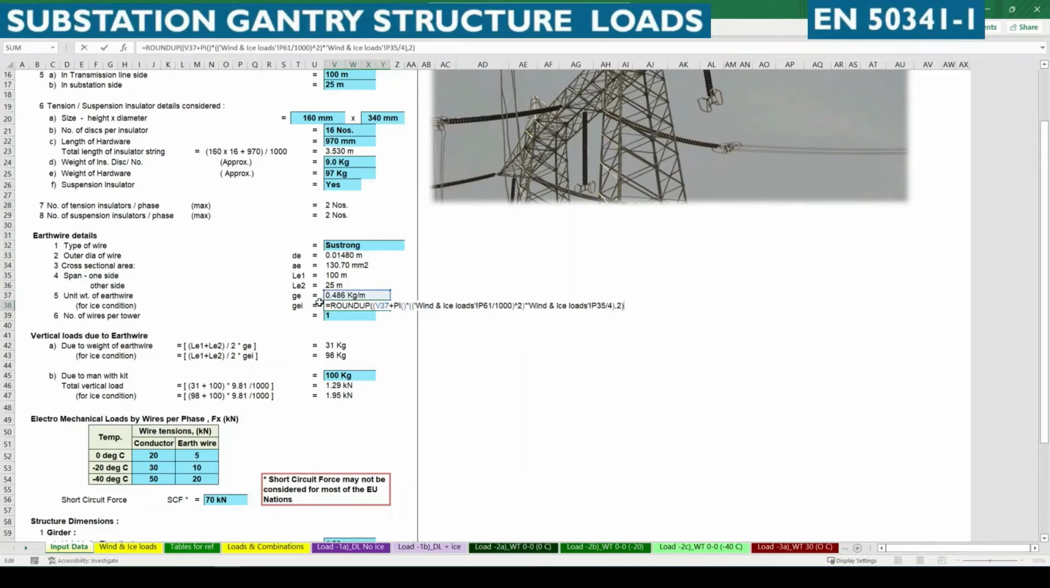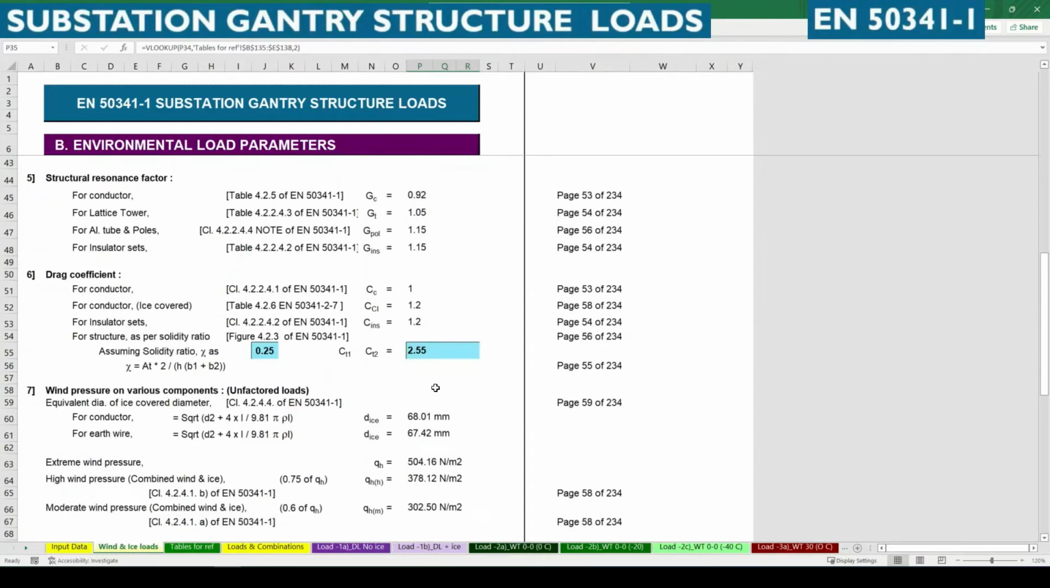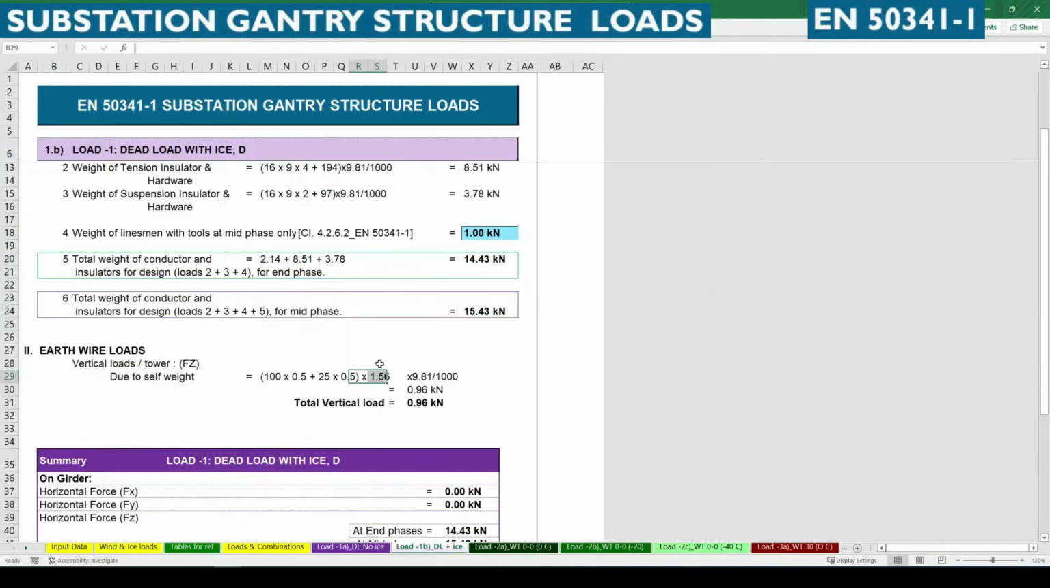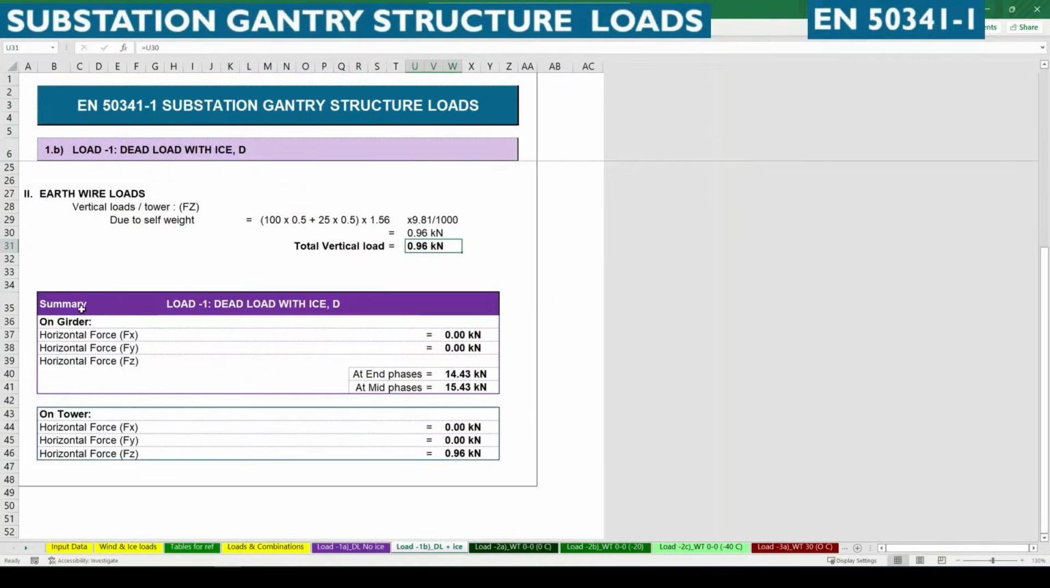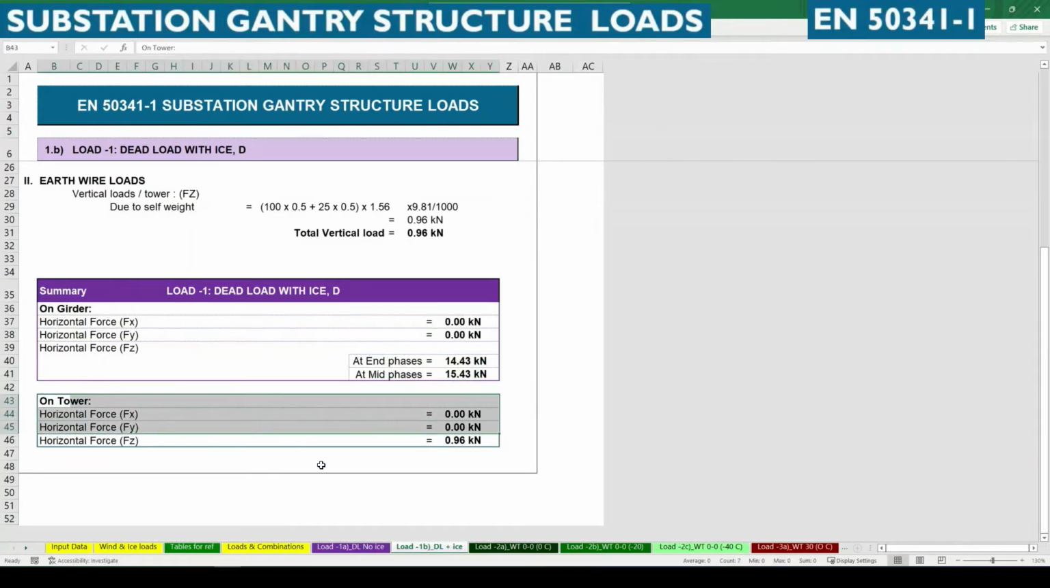So this is calculated in a similar way to the conductor, considering this equivalent ice cover thickness. So here you can see it's 67.42 mm. These are the summary for dead load with ice load conditions. Similarly here also there is no Fx and Fy, that is horizontal forces, for both the tower and girder, but only in the vertical direction Fz is 14.43 at end span and 15.43 at mid span. For tower top, 0.96 kilonewton is to be considered.